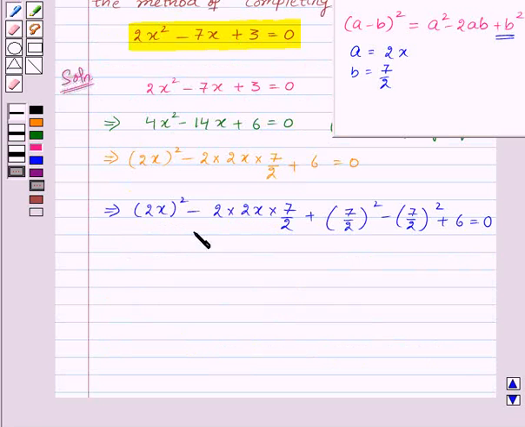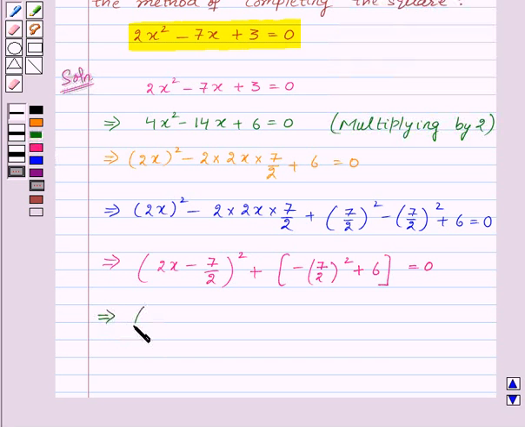Now, from the first three terms, we will get 2x minus 7 upon 2 whole square. Now, the last two terms we can write as minus 7 upon 2 whole square plus 6. Now, let's solve this one.